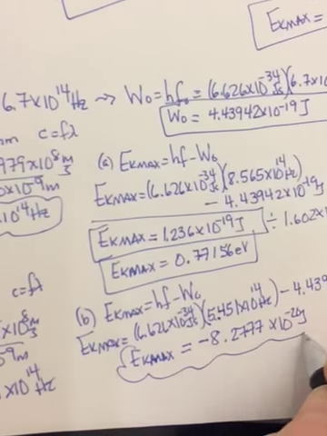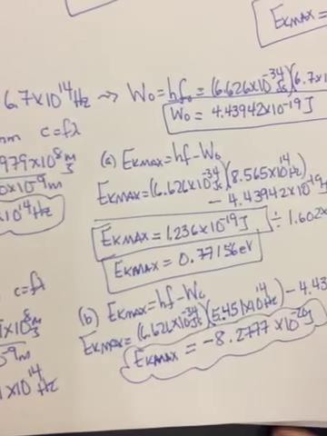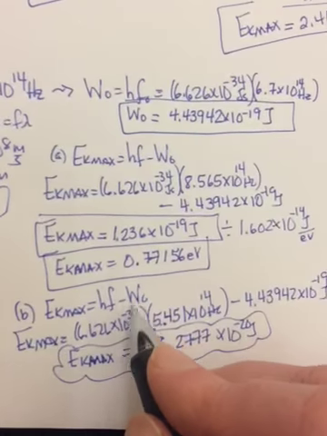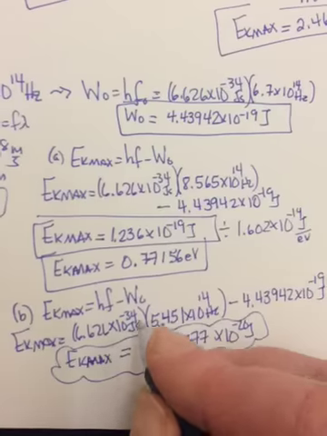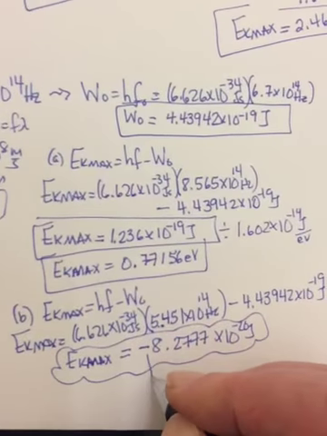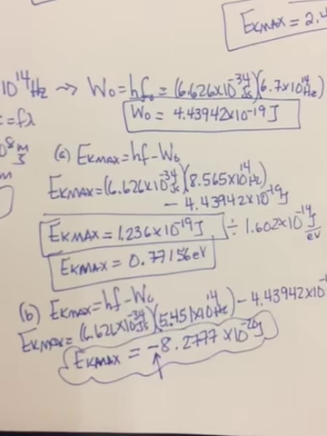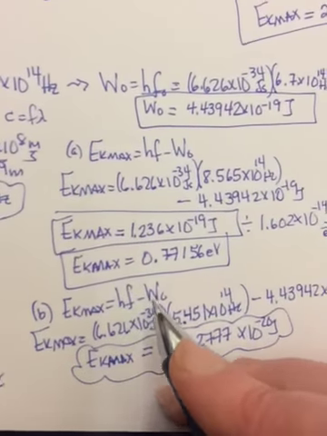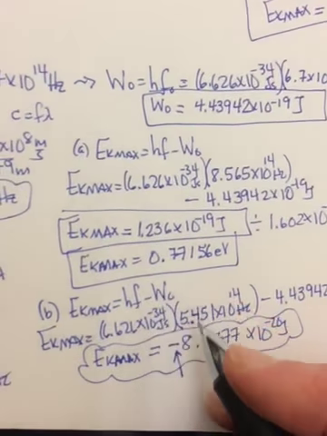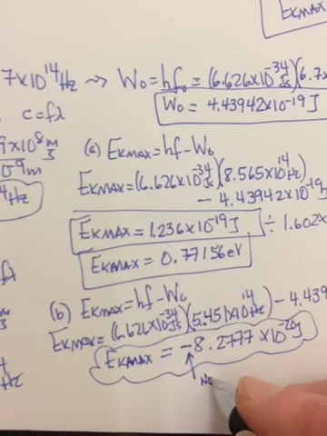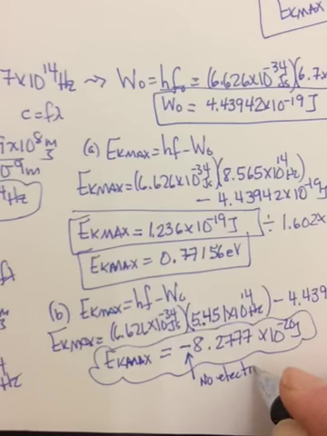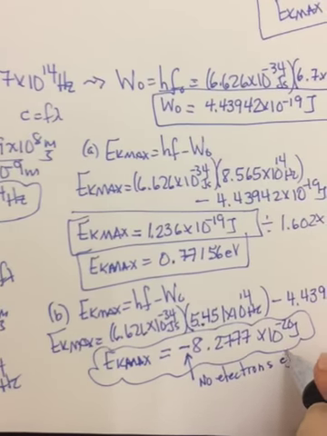Now what the heck does the negative mean? The negative means WO is bigger than the energy of the photon coming in. It means that an electron won't be emitted because the energy coming in isn't big enough. Okay, so this negative means no electrons ejected or emitted.